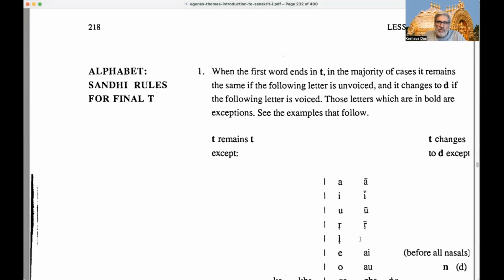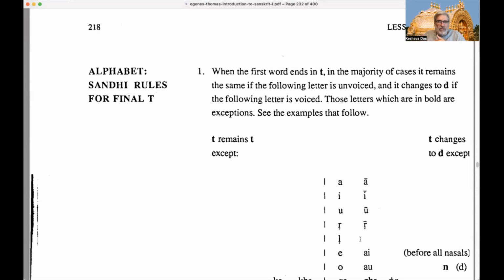He's given another somewhat confusing chart here, but anyway, let's go through it, and with the examples, we'll understand it. So, Sandhi rules for final dental T, right? When the first word in two words where we have a Sandhi in between them ends in a dental T, in the majority of cases, it remains the same if followed by a letter which is unvoiced. So we have voiced and unvoiced.